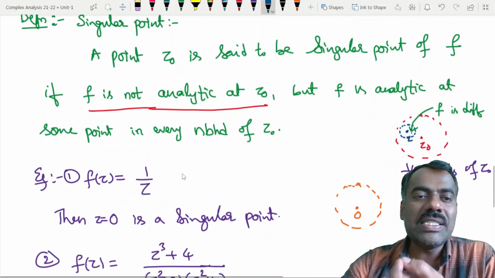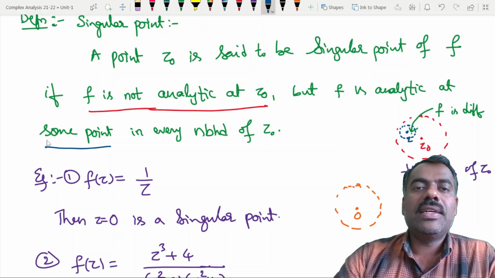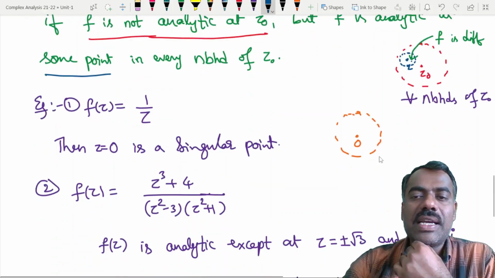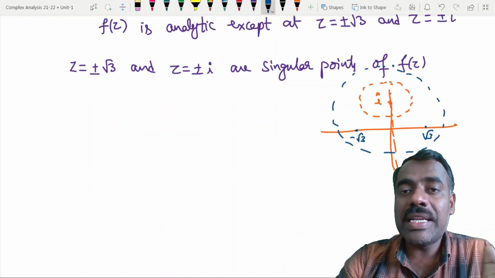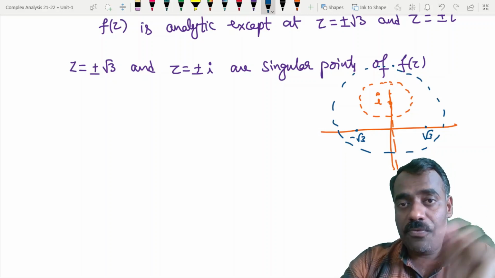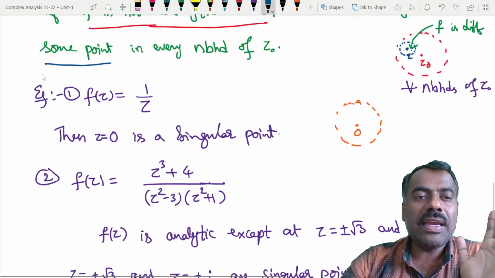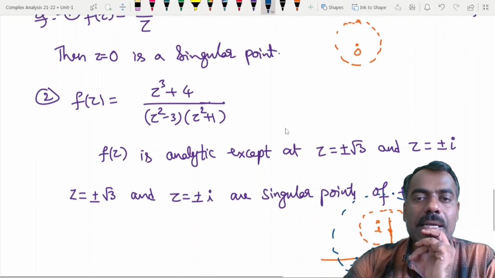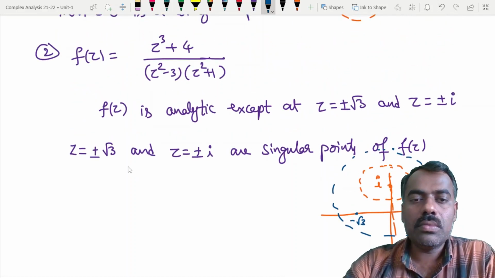And the only condition we require is that at least one point in that neighborhood should be analytic. So we don't require that at every point in that neighborhood it should be analytic. It should be analytic at some point in every neighborhood of z0. Clear?